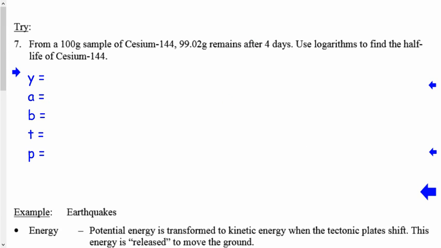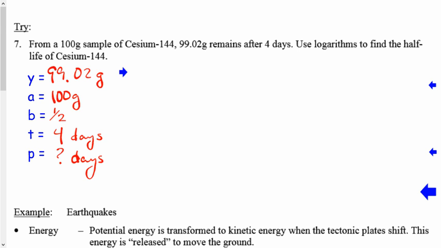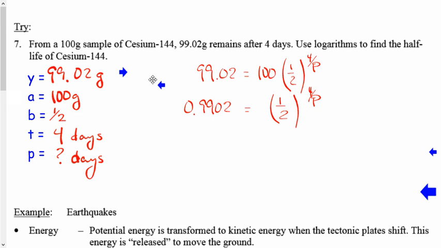On the next page, here's a question for you to try. So pause the video again, work through this question, and then restart the video. So these are the values that I got for each of the parameters, and hopefully yours look the same as mine. And then when we write our equation, we'll come up with this. And then we solve.